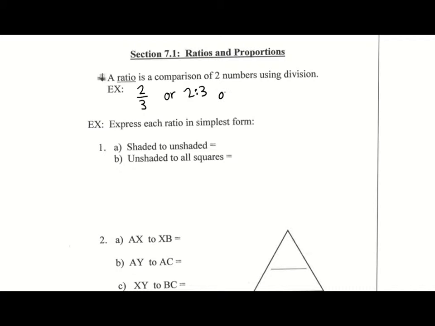And the third way we can write a ratio is using the word "to": 2 to 3. All three of these mean the same thing. We have a ratio of 2 items for every 3 items. Let's look at an example.